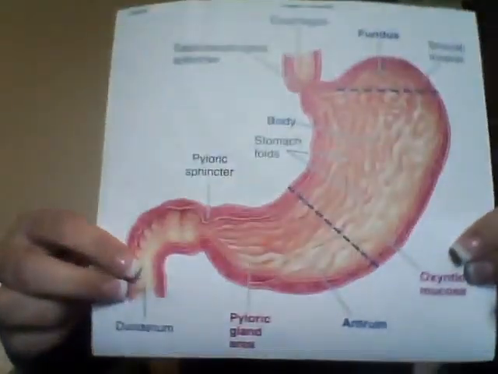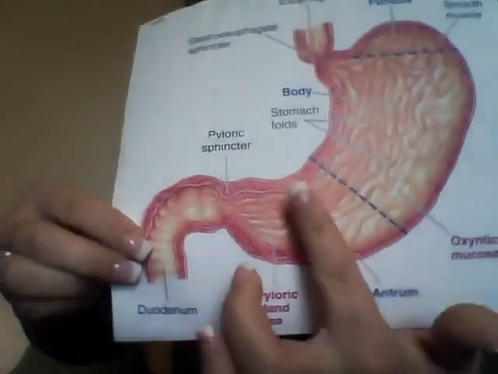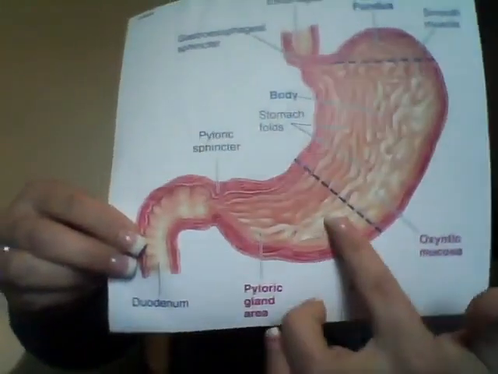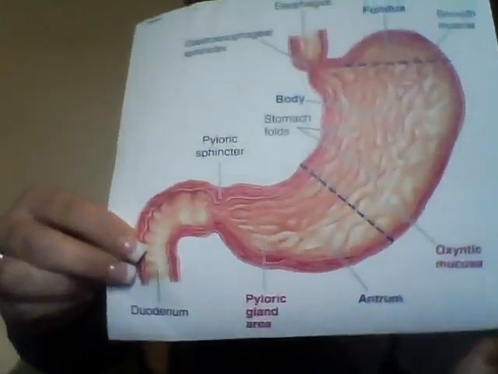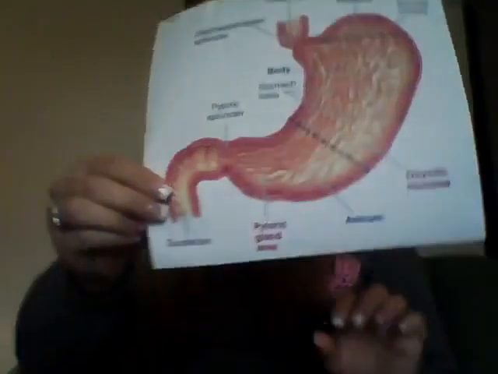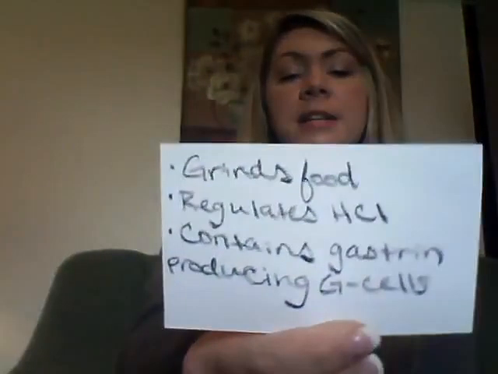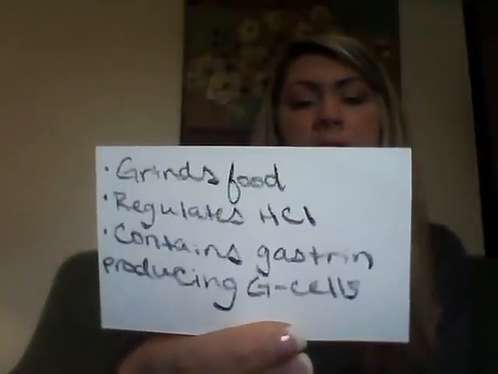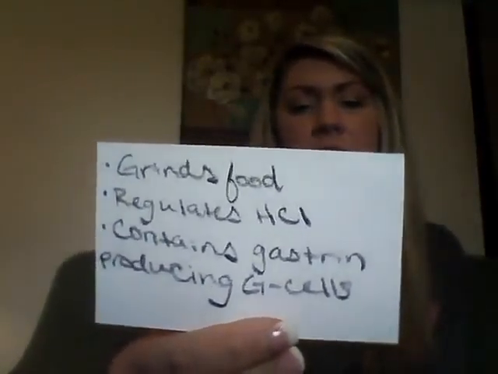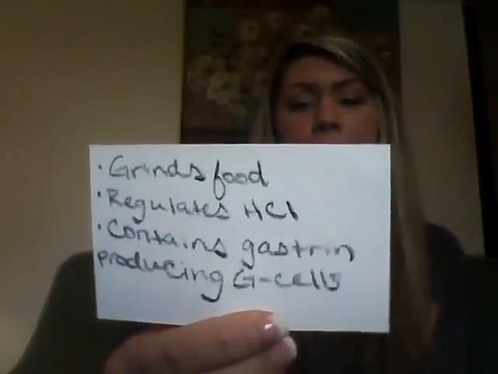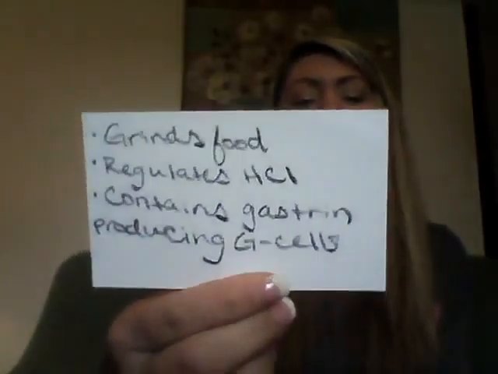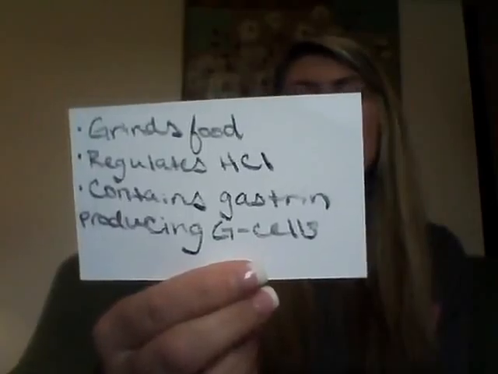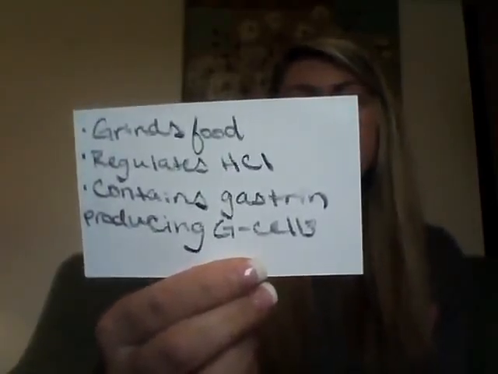Next on our list for the monogastric stomach is the pyloric antrum down here at the bottom of the monogastric stomach. The pyloric antrum is responsible for grinding the food. It also regulates the hydrochloric acid concentration of the stomach. It also contains gastrin-producing G cells.